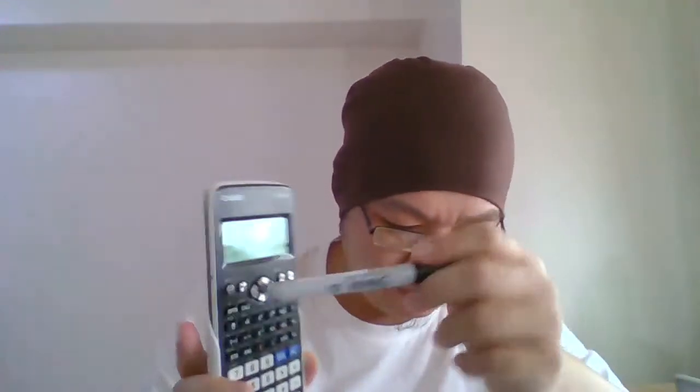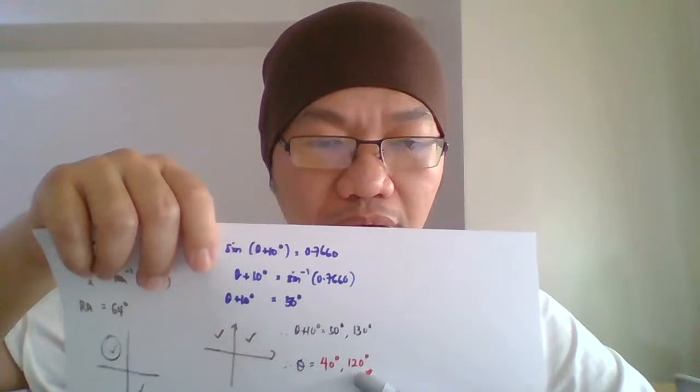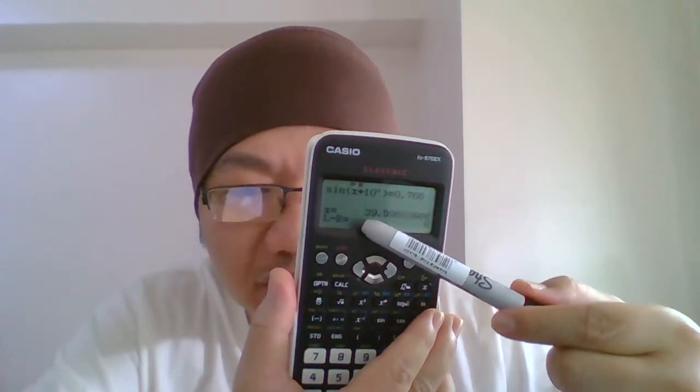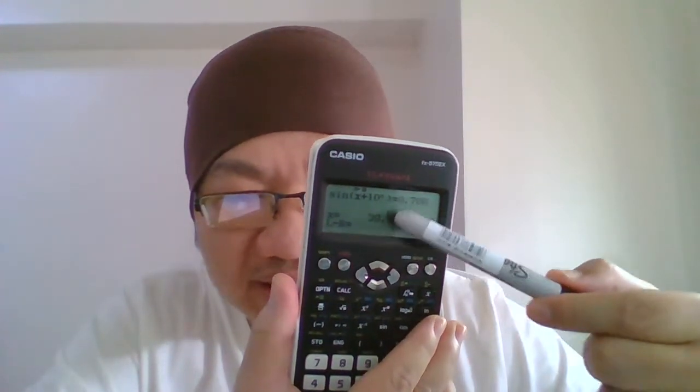See? If we got the first answer here 40 degree, right? To find the second quadrant, 180 minus 40 equals to 140, but it's different. The second answer here is 120. So please be careful. Even though we can use the calculator, the calculator problem is they only manage to give us the first quadrant, the first answer. So be careful if you want to use the calculator.